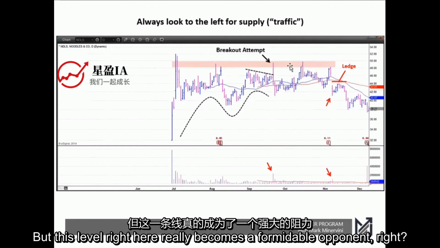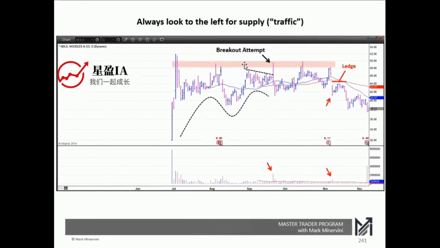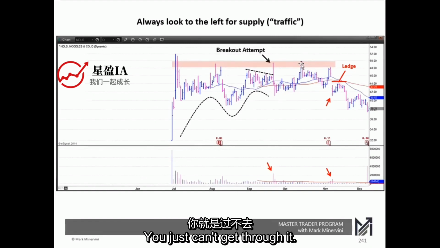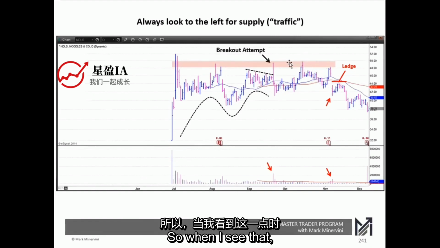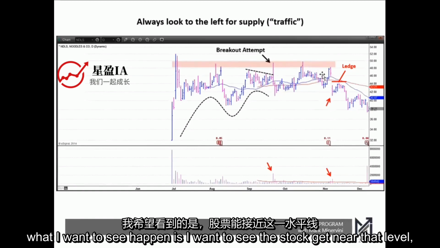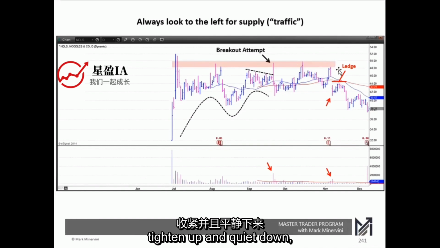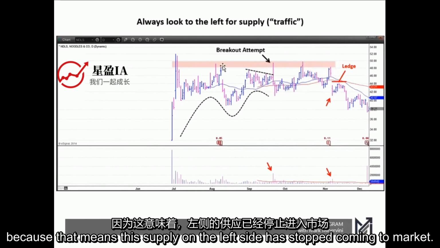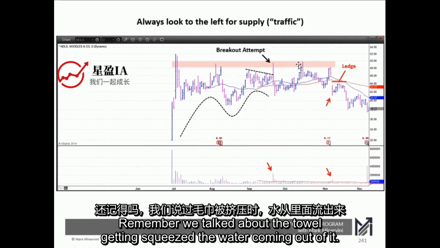But this level right here really becomes a formidable opponent, right? And you just can't get through it. So when I see that, what I want to see happen is I want to see the stock get near that level, tighten up and quiet down, because that means this supply on the left side has stopped coming to market. Remember we talked about the towel getting squeezed and the water coming out of it?